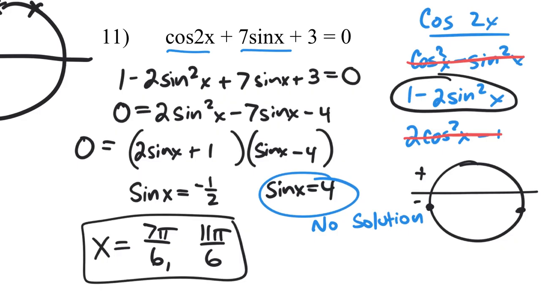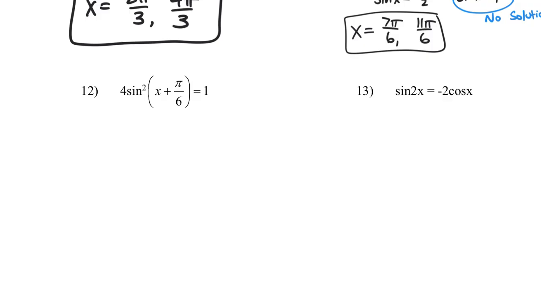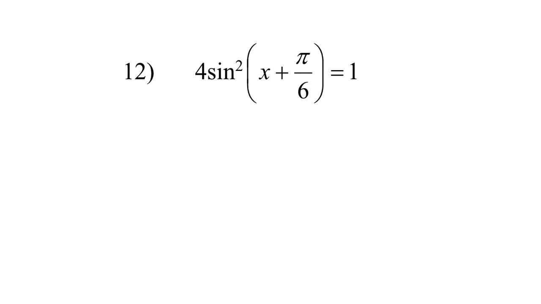All right, we got a couple more here. Let's see, we got 12 and 13 to finish up. So here, I want to think about what makes this problem a challenge right now. And what I see is that 4 in front and the sine squared. So I don't really like the 4 or the sine squared, so I need to find a way to resolve that.